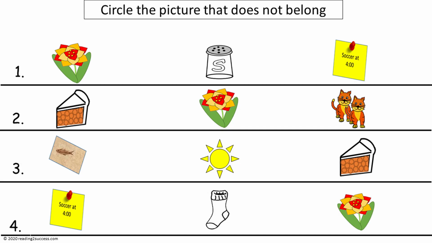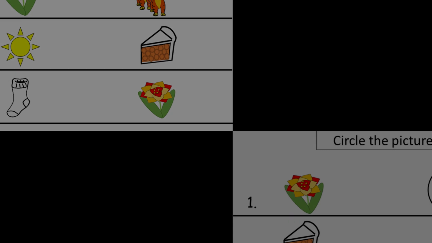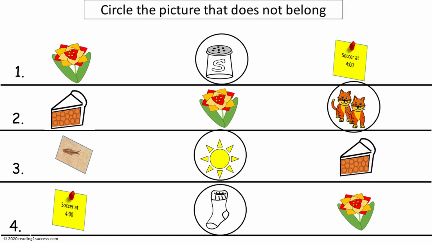Next, have kids circle the picture that does not belong. Remind them to listen for where they hear the S, double S sound. The first row, blossom, salt, message. The second row, dessert, blossom, cats. The third row, fossil, sun, dessert. And the last row, message, sock, blossom. And this is the completed example: salt, cats, sun, and sock.